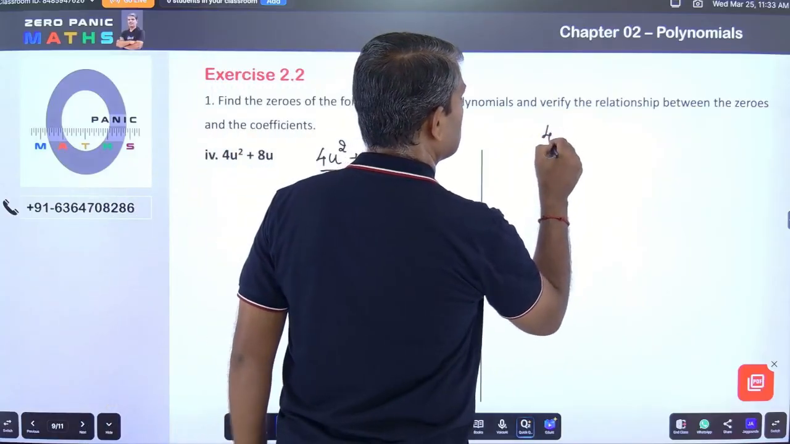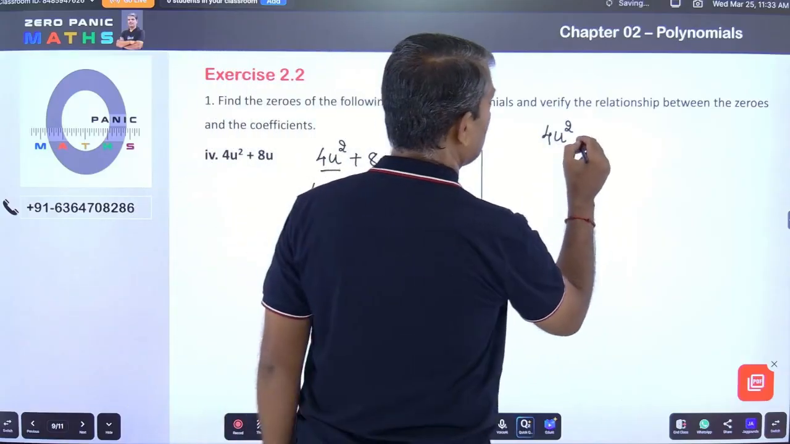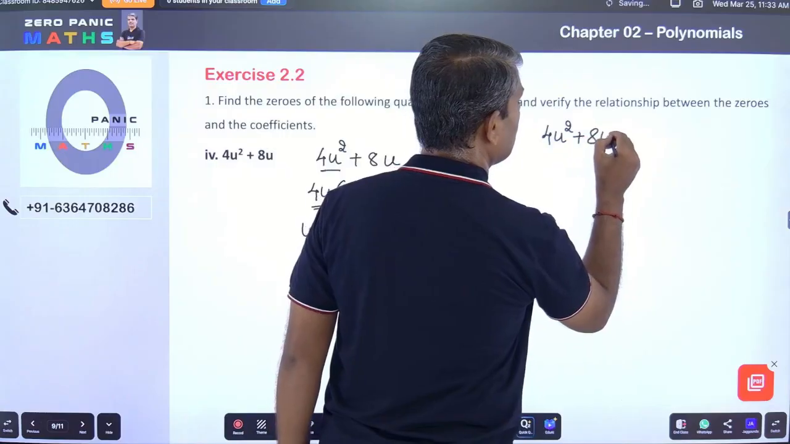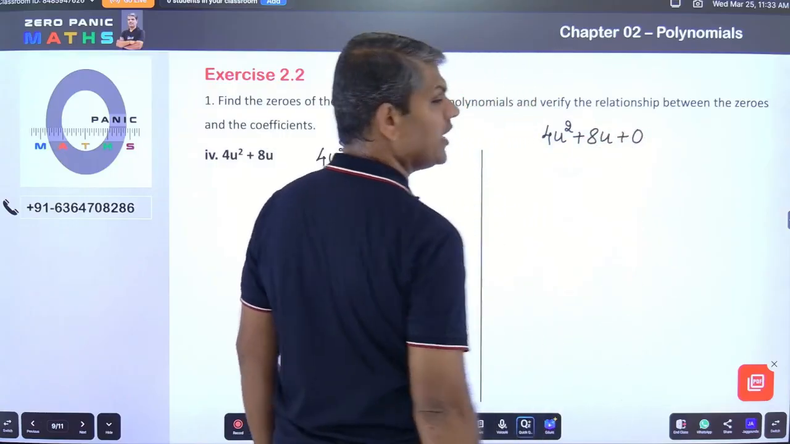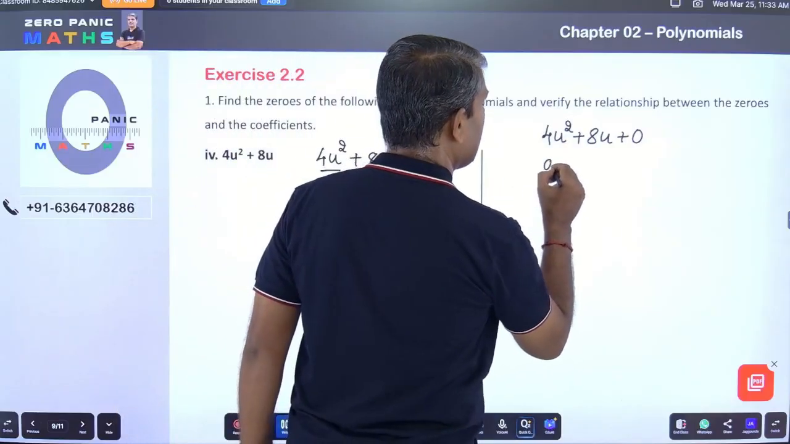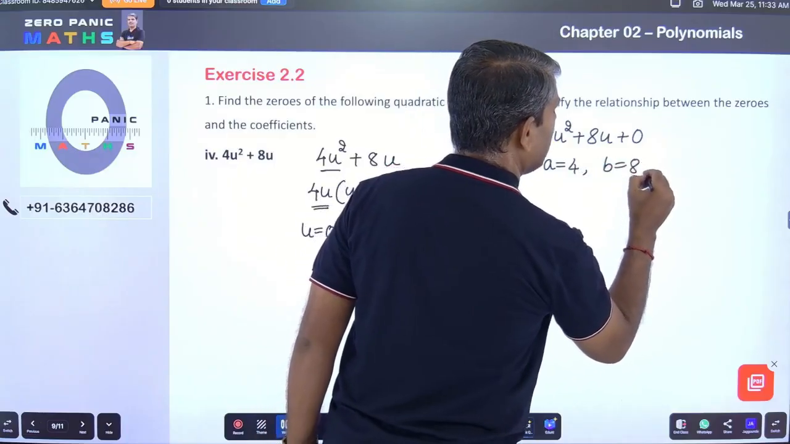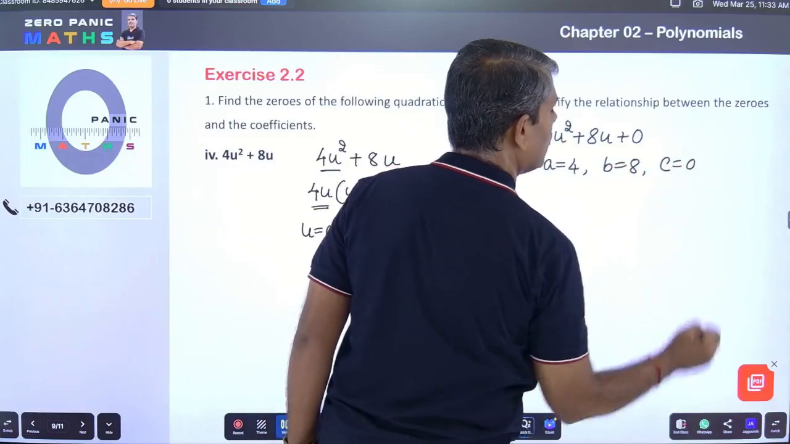So what is the equation given? 4u square plus 8u plus 0. I can write 0 as the constant term. So what is a? A is 4, b is 8, and c is 0.